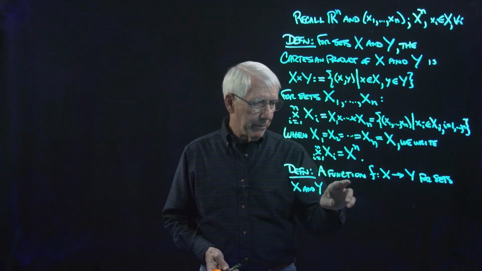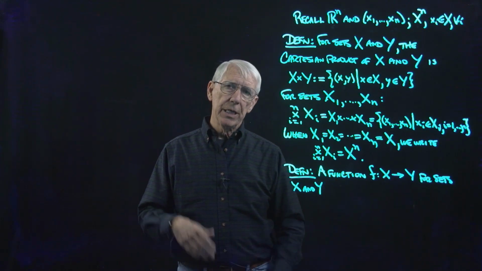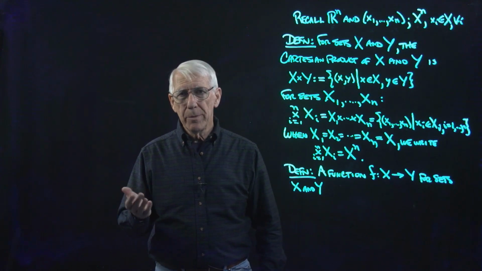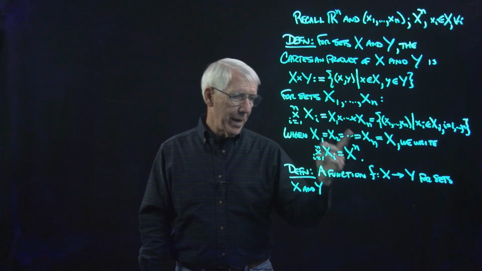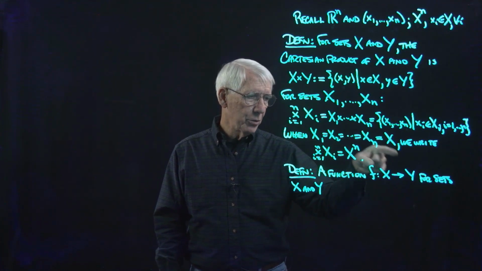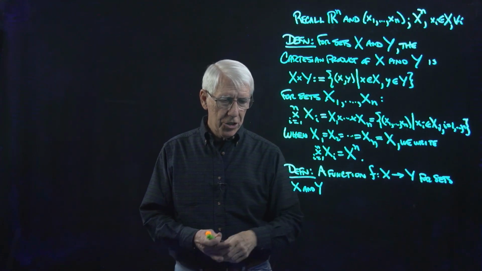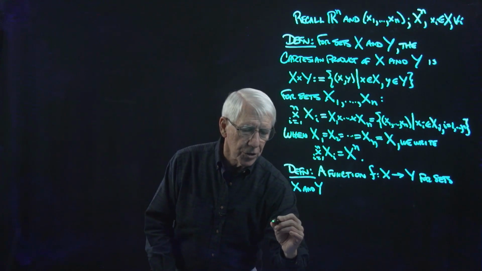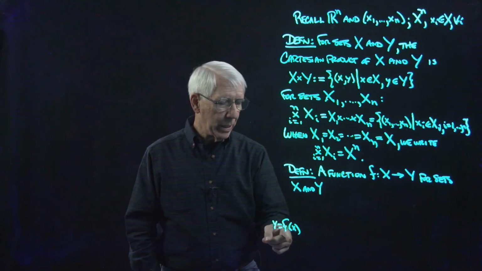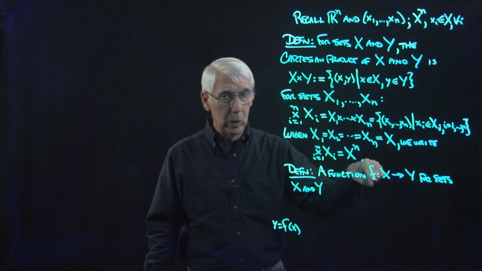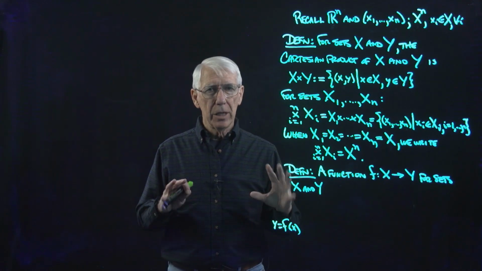So we have a function from the set X to the set Y, and of course we all know pretty much what we mean by a function. It's a rule that tells us, for every element of X, how to assign the appropriate element of Y to that element of X. So we would say y equals f of x. That would be the y that we get when we apply the rule defined by the function to an element of X.